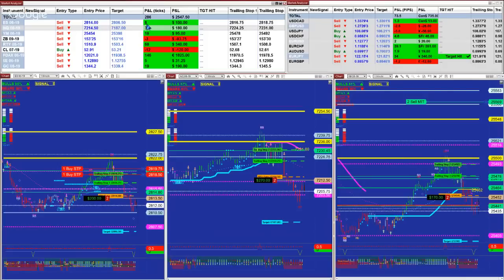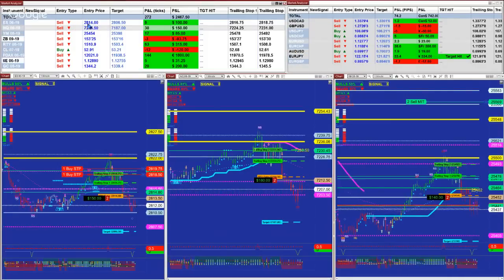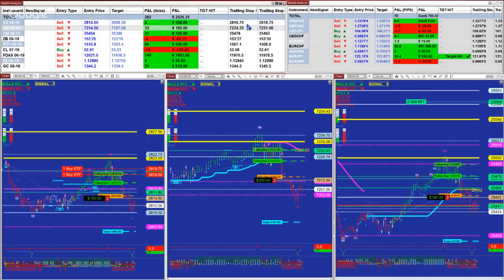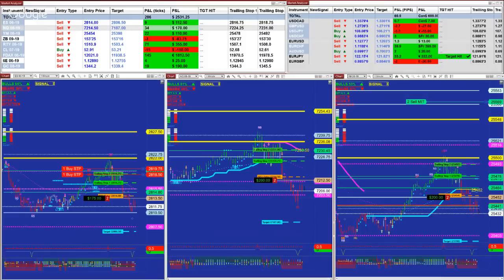As an ES, the last signal a few minutes ago was a sell position at 2814, target 2806.50. And then we have the trailing stops based on a floor and fibs, and you can use the ATM or the fully automated strategy.